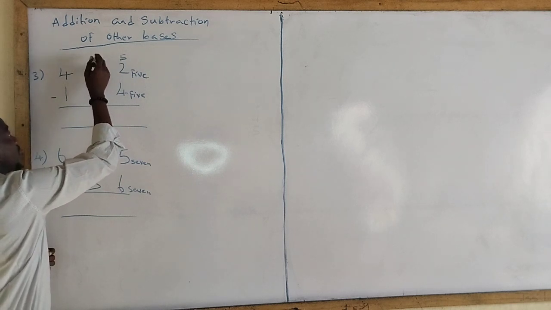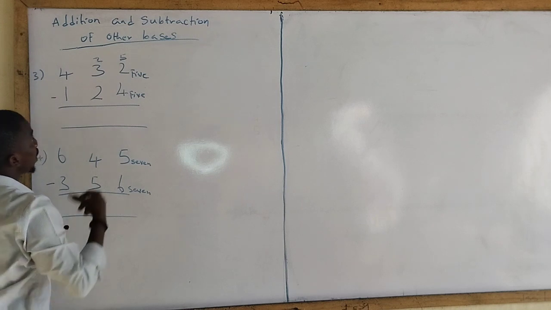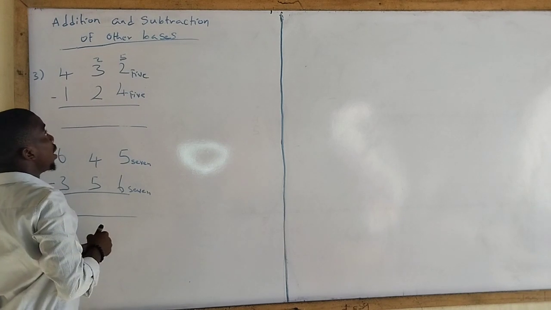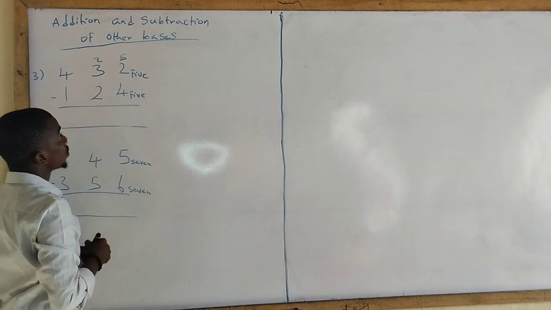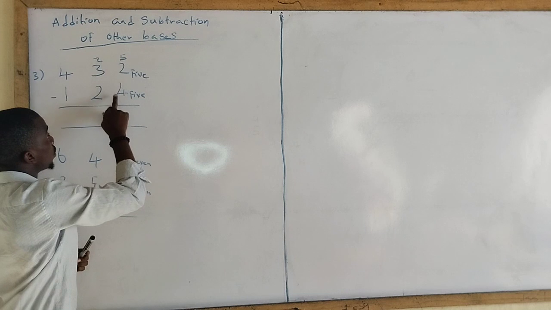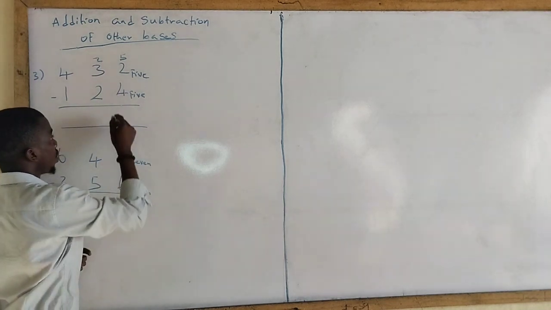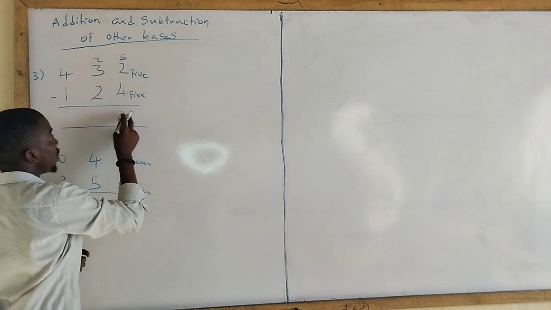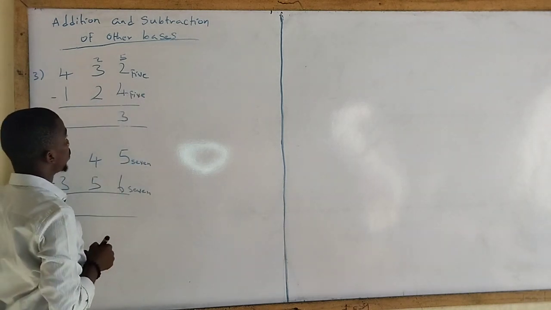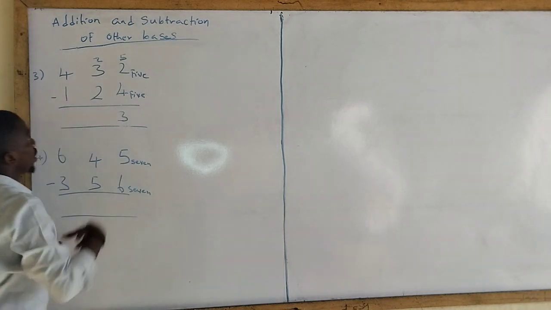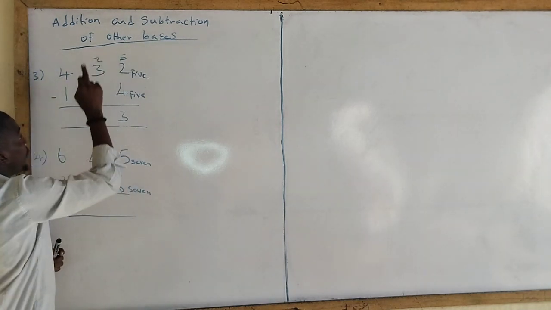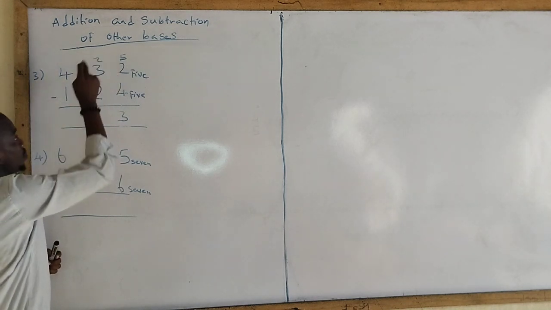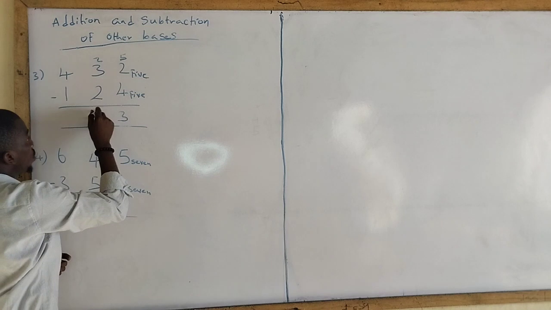So we say that 5 plus 2 is 7. So 7 minus 4 is 3. So we write 3. We won't be converting this since 3 is less than 5. So 2 minus 2, because we borrowed 1 from here, we are left with 2 here. 2 minus 2 is equal to 0.